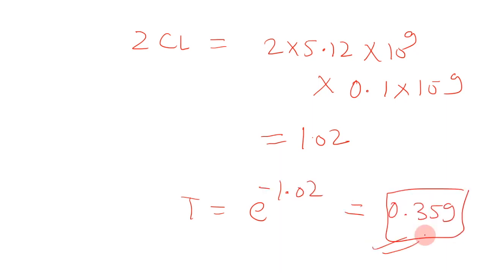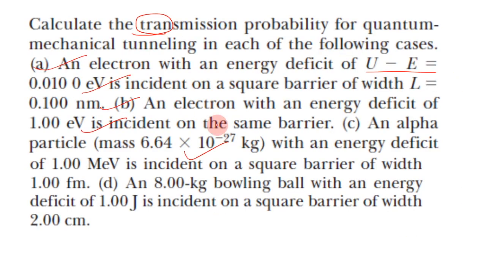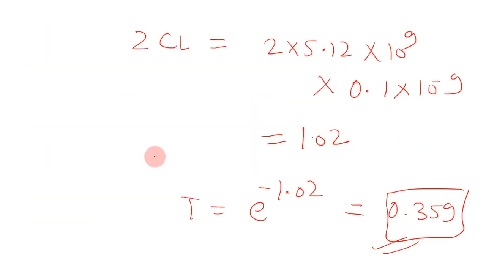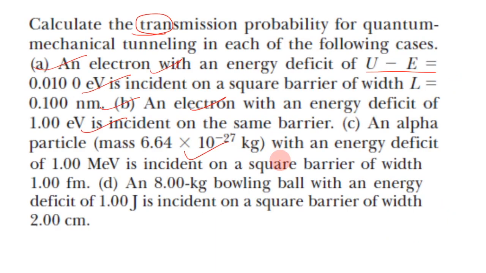Okay. So this is for the second part. Third part, again, we have to calculate C for the third part. C is equal to root of 2 into mass. For the first part it was an electron, but for the third part, we are given an alpha particle. So we take the different mass, which is 6.65 into 10 to the power minus 27, into, again, the energy.